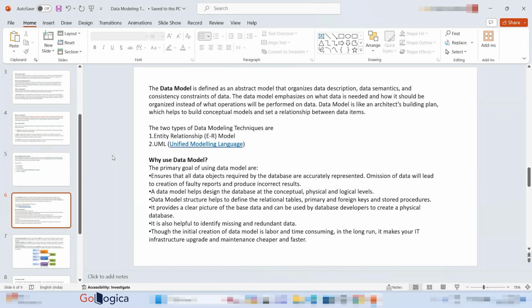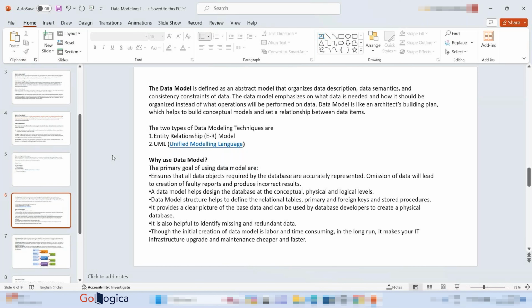But in a data model, if we talk about the ER model, that is called the entity relationship model, that covers our physical model, conceptual and logical model part. So what does a data model basically do? It organizes the data descriptions, data semantics, and the consistency constraints of data throughout the system.